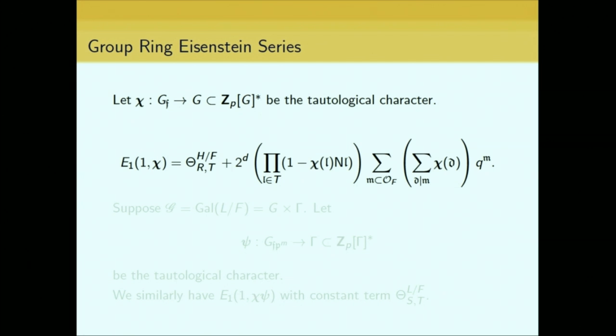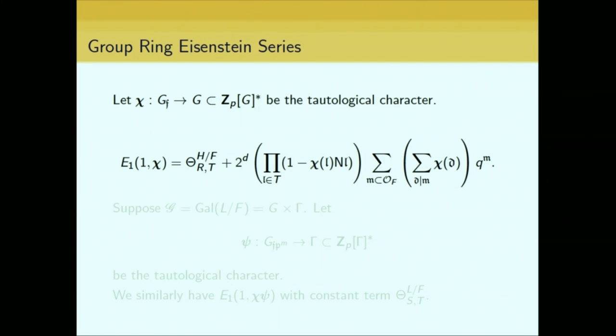Okay, so G is a quotient of GF, right? So G is the Galois group of some extension of conductor F. So it's canonically a quotient of GF. And so I have this tautological character of GF valued in the group ring of G. Then there is an Eisenstein series whose constant term is the theta element that you care about.